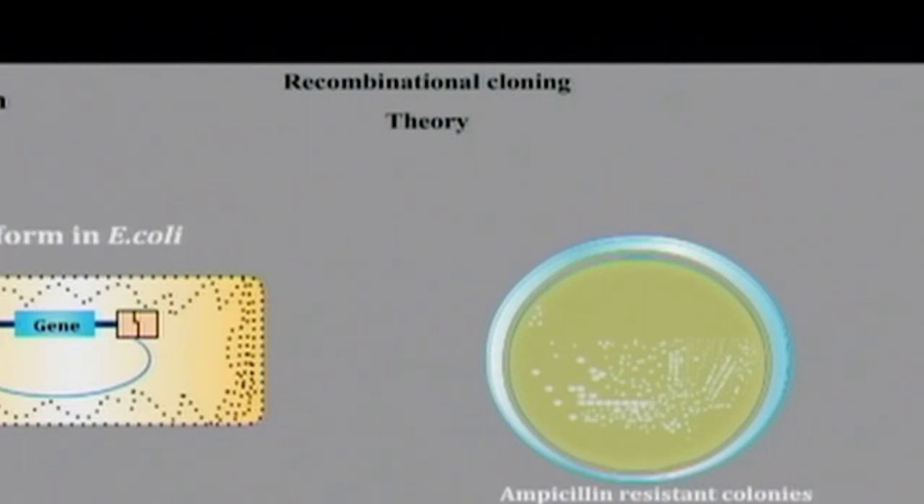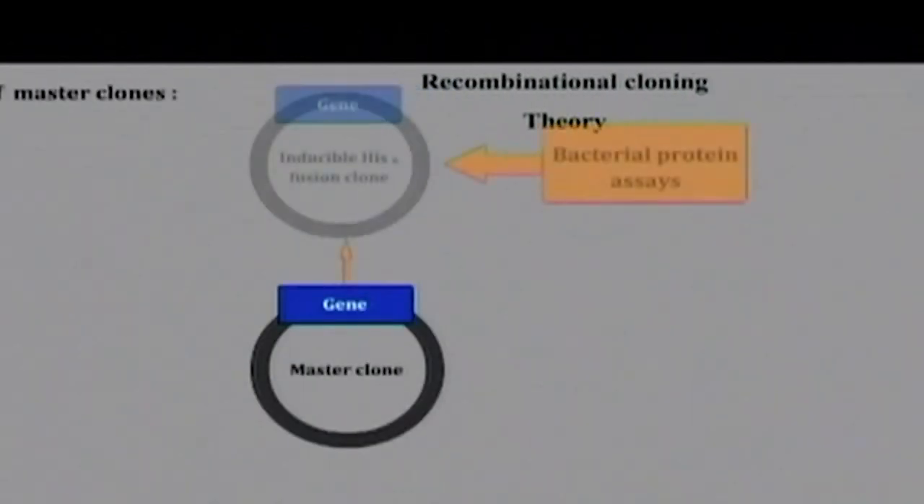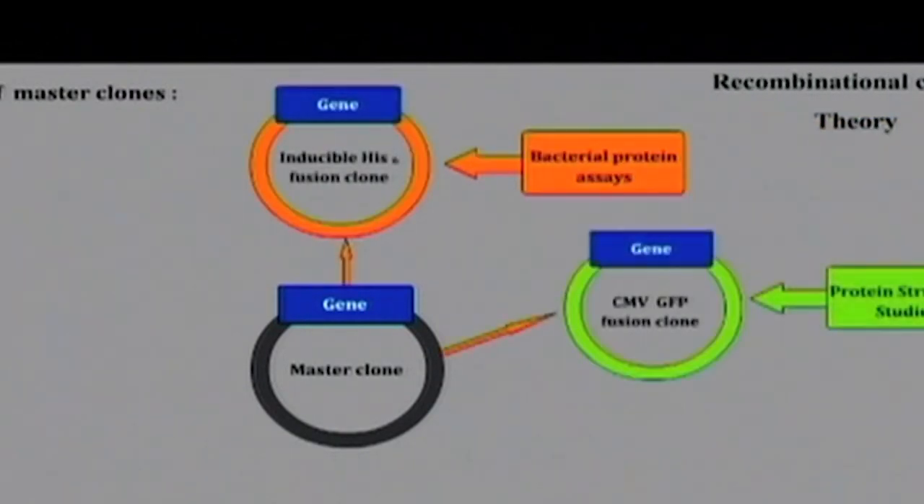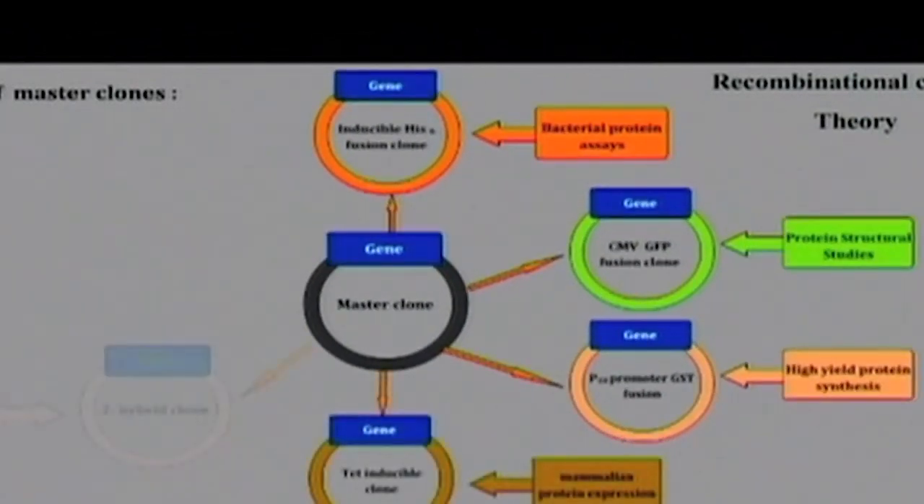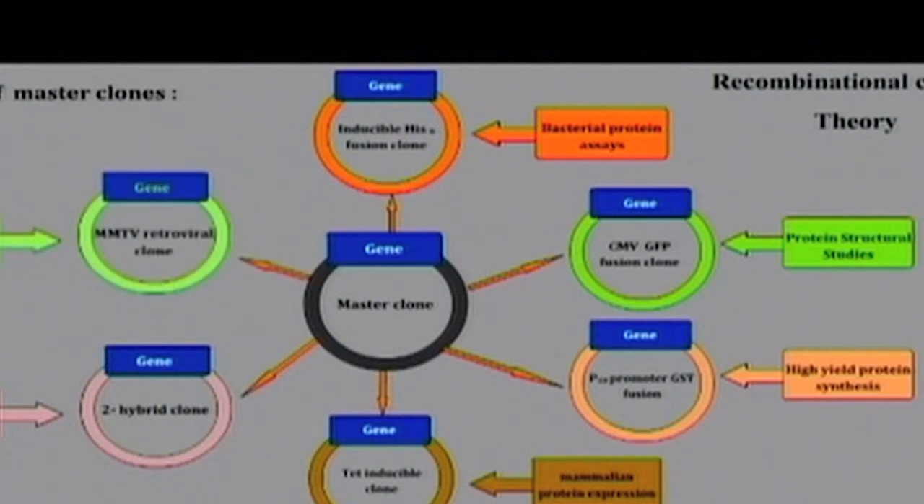Therefore, this recombinational cloning process provides significant advantages over conventional cloning techniques. These master clones can be used for several applications. So, once these recombination clones are produced, the gene in the master clone can be transferred to various destination vectors by means of the LR reaction to produce expression clones for several applications.